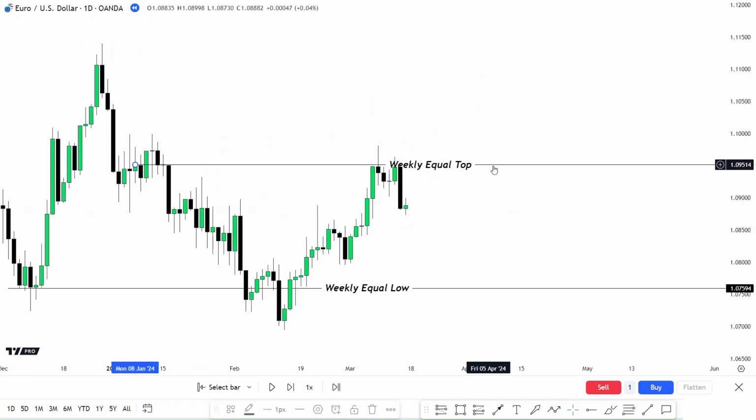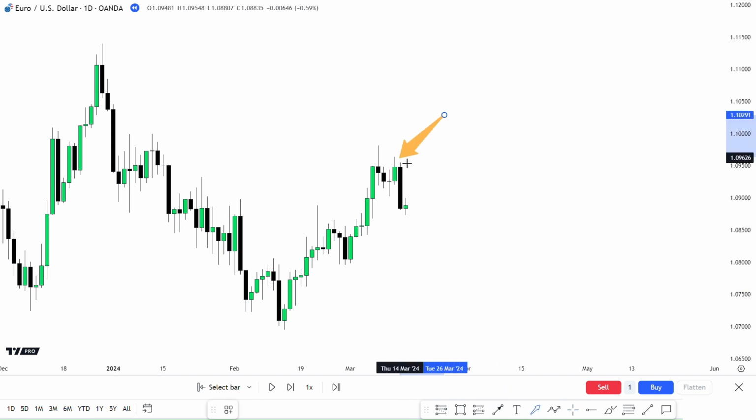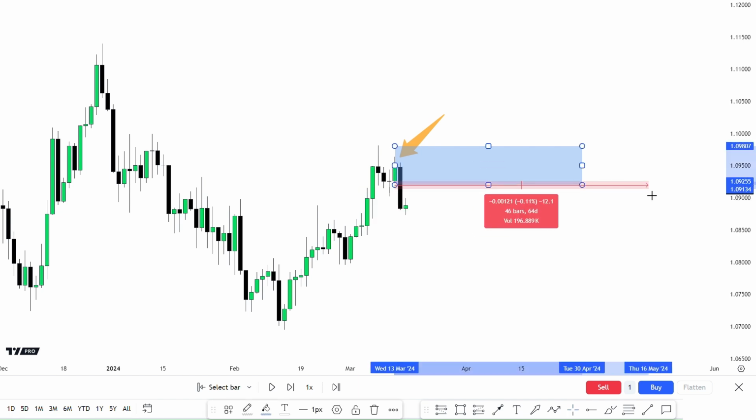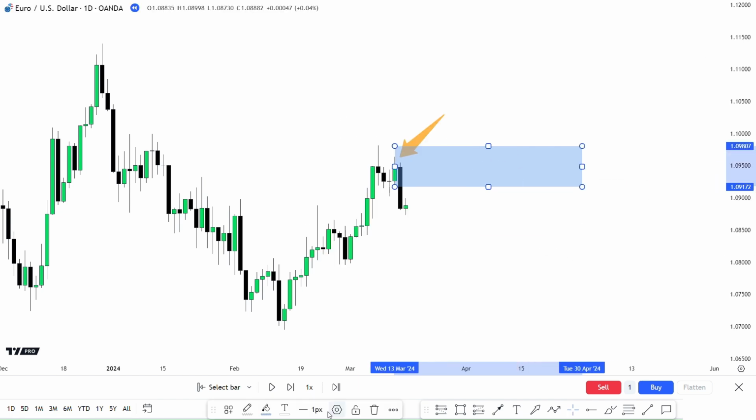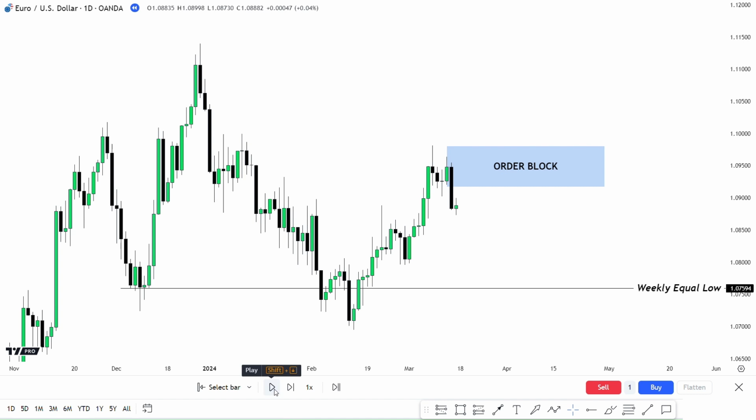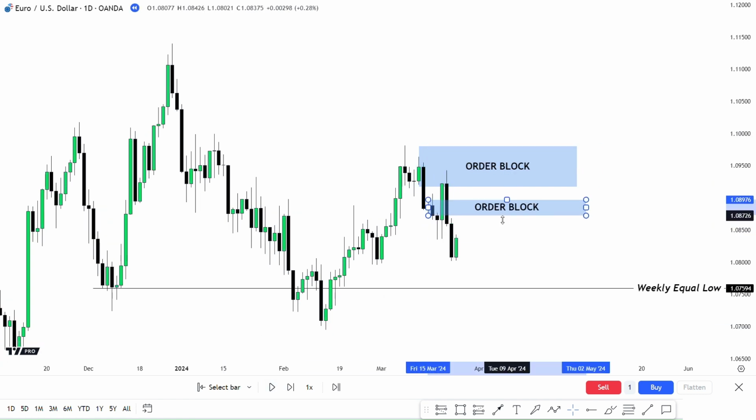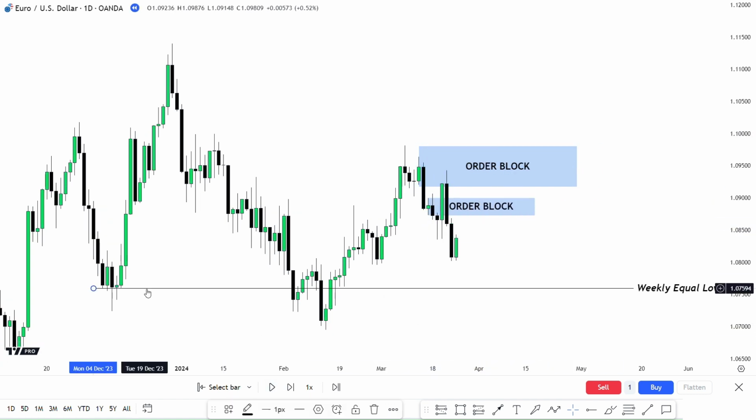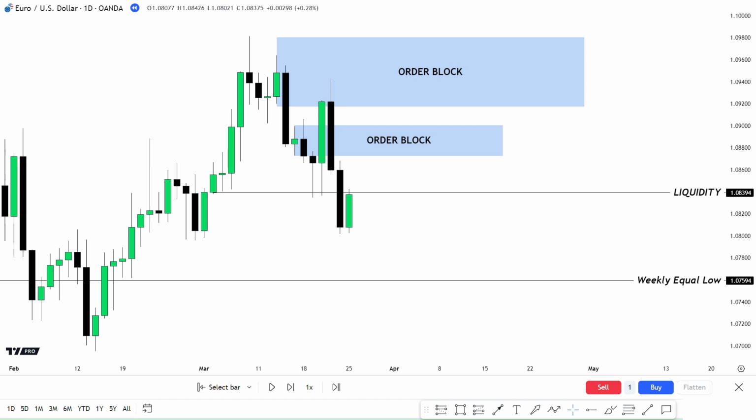In the daily chart, this is the time I identify the change in the state of delivery, and this is the order block. I know every order block or fair value gap will be a bullet to target a new liquidity level. For example, when the price reaches this order block, it targets this weekly liquidity level. It is clear that if it reaches this order block, it can target this liquidity level.